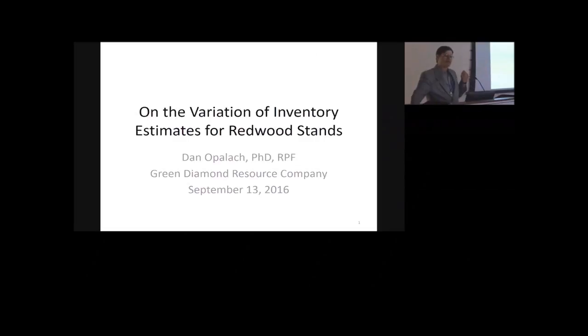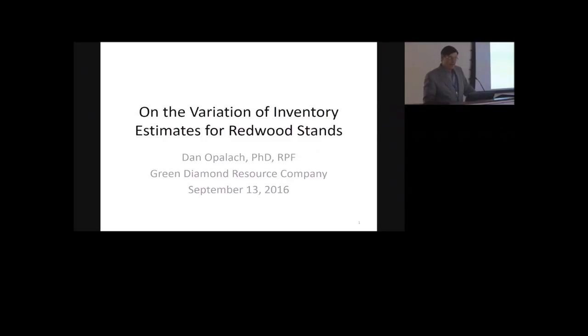In other words, we might look at a stand where we've only taken 5 plots, and we might look at a stand where we've taken 50, and we'll see the change in that variation, our estimate of variation, as our sample size increases. The other thing we're going to look at, which is near and dear to my heart recently, is the design of the timber cruise.